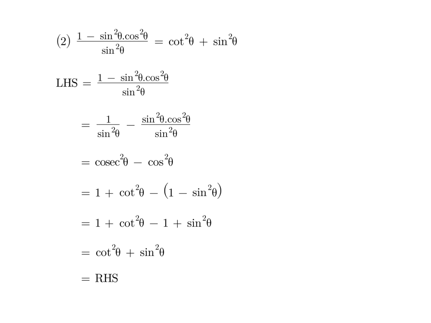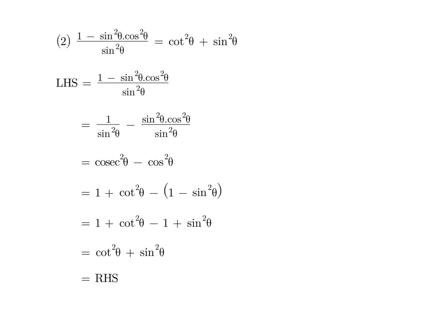All right, so once again, let's start with the left-hand side. The left-hand side is 1 minus sine squared theta times cos squared theta, all over sine squared theta. We can split those into two fractions: 1 over sine squared minus sine squared cos squared over sine squared. On the second one, you'll notice that the sine squared simplifies. So we end up with cosec squared theta minus cos squared theta.